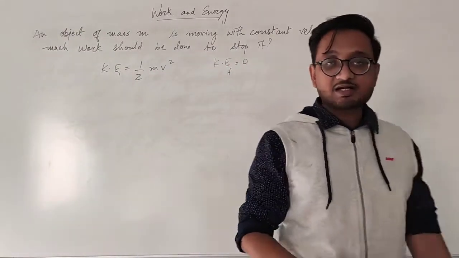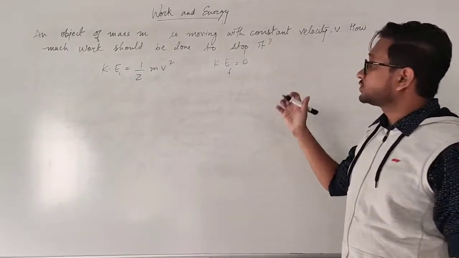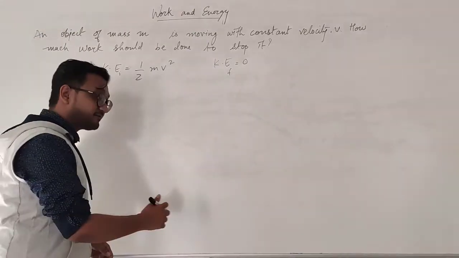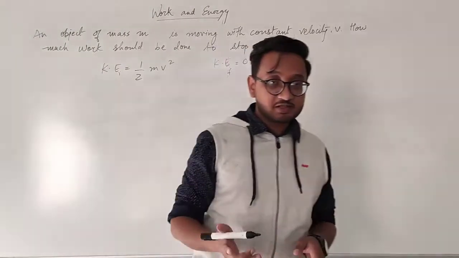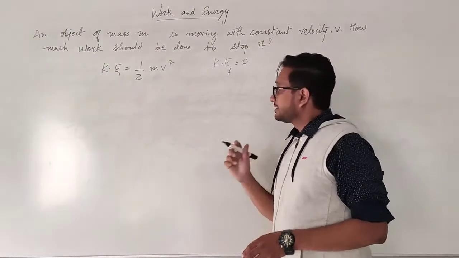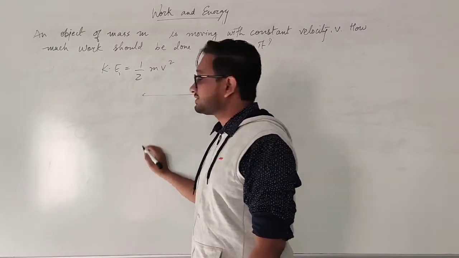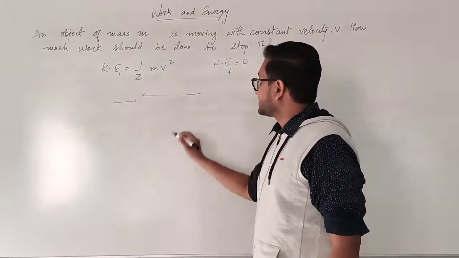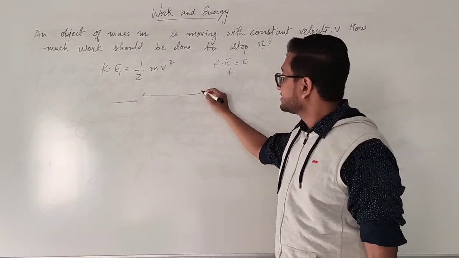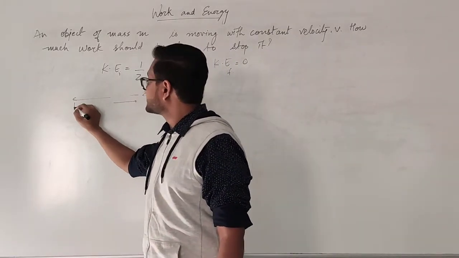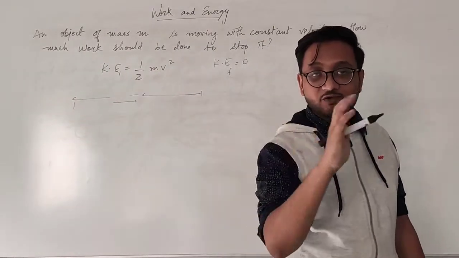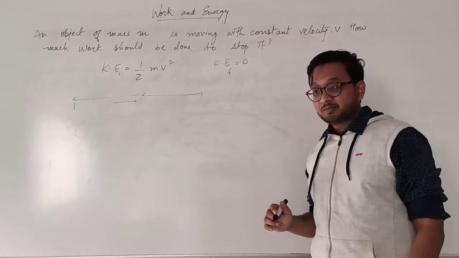Now the question asked is, how much work should be done? Obviously we are going to stop this object somehow, and therefore negative work is to be done in order to stop it. If the object is moving in this direction, we are applying the force in the opposite direction. So the force is applied in this direction and displacement is happening in that direction, and therefore negative work is to be done. But that is not the case.